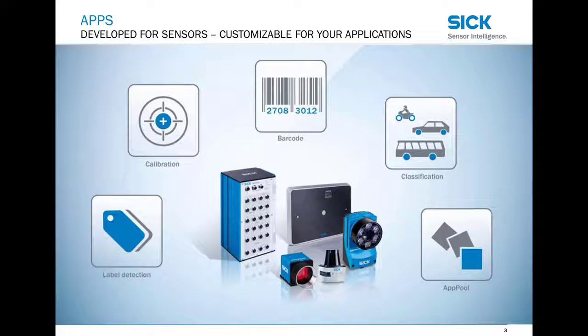Apps usually run on smartphones and tablets, but they are also available for programmable sensors and devices from ZIC. With apps, sensors and devices from ZIC can be specifically customized for your applications. These include label detection, calibration, code reading, and vehicle classification. They are available worldwide via the ZIC App Pool cloud service.